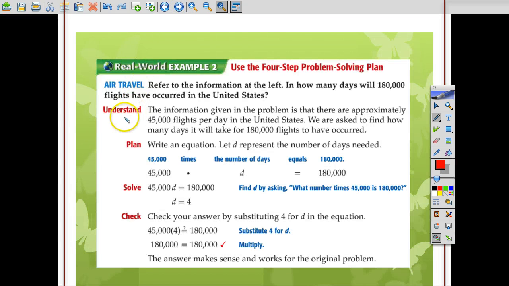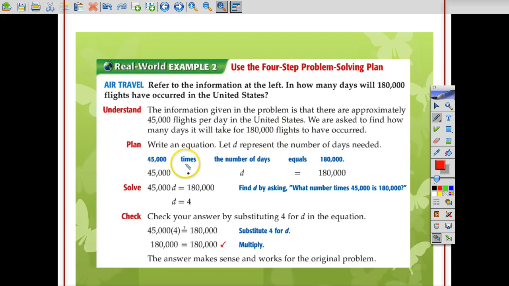So here is the actual question. Refer to the information at the left, what we just read. In how many days will 180,000 flights have occurred in the United States? The information given in the problem is that there are approximately 45,000 flights per day in the United States. We are asked to find how many days it will take for 180,000 flights to have occurred.